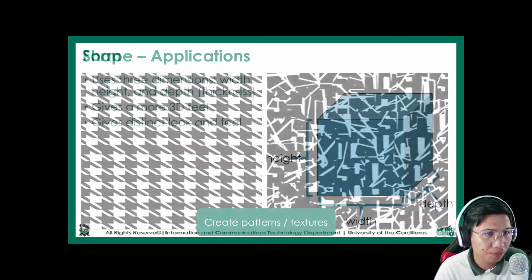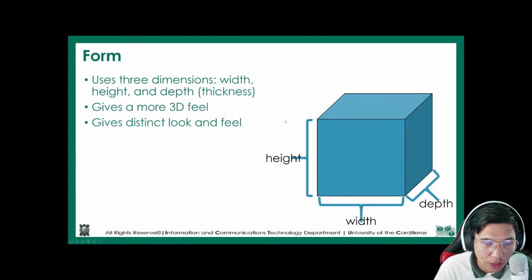Next is what we call form. When we say form, it's a shape, pero this time, it's 3-dimension. Ang shape kasi more on 2D lang, di ba? Width and height. Kapag form, meron ka nang depth ngayon. So, it gives a more 3D feel. It also gives more distinct look and feel.